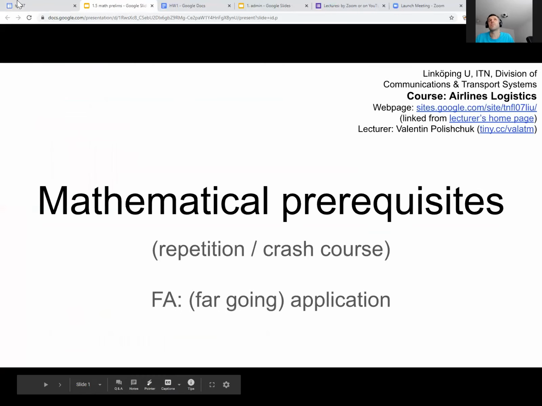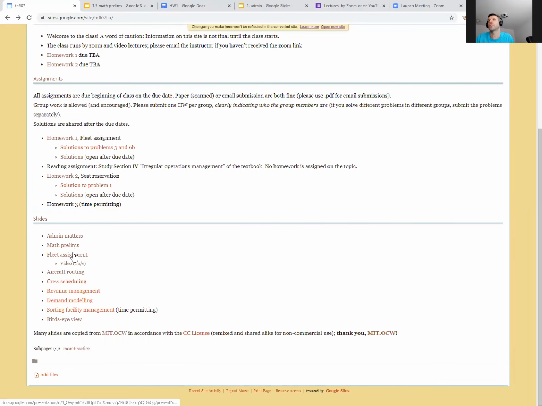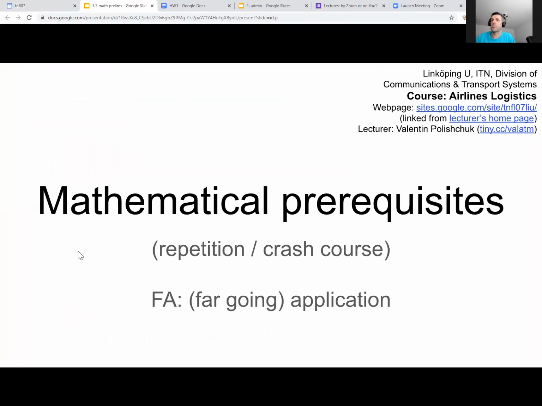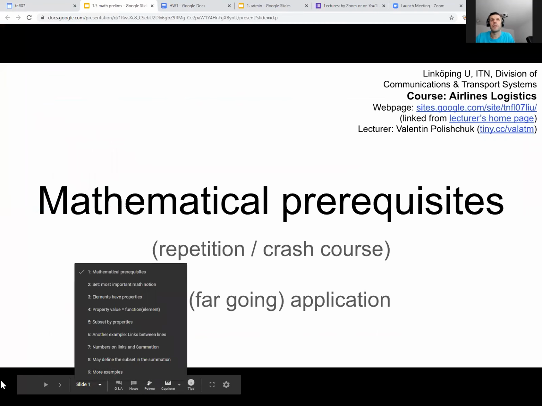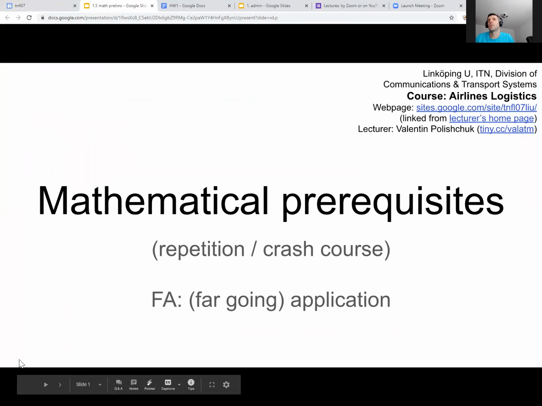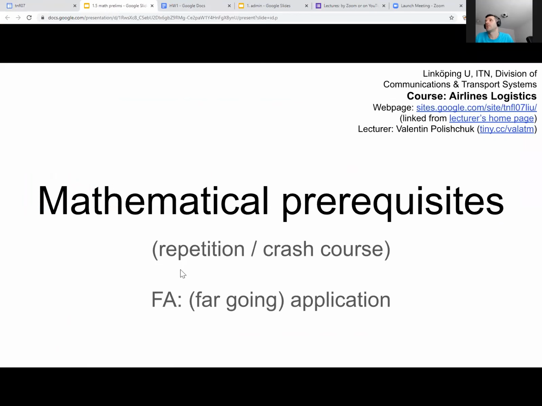But I felt that sometimes when we go directly into the fleet assignment, and other parts of the course, but mostly fleet assignment, there are some mathematical prerequisites which are either missing or maybe you forgot them. So I put up a short lecture, 9 slides on mathematical prerequisites. Again, I don't mean to teach from these slides. It's hopefully a repetition of what you already knew about sets and notation and other things. If it's new to you, then it's going to be a crash course.